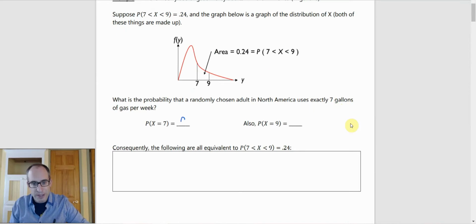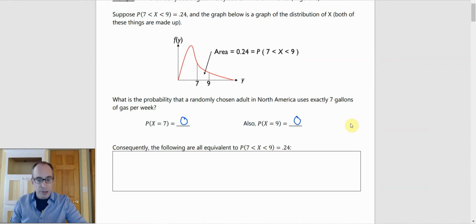Well, that's 0 because this is a continuous variable, right? Things that are physical measures like this, I mean, this is an amount, right? It's in gallons. It's a physical measure. Gasoline is a liquid, so you know that's certainly going to be the case here. Then it's a continuous distribution, so the probability of any individual value is 0. So not only is this 0, so is the probability that x equals 9.